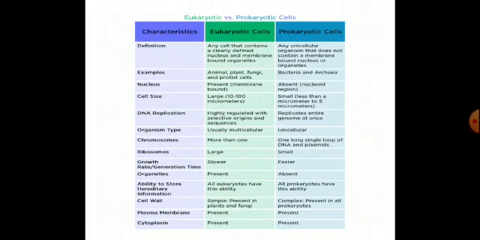Plasma membrane is present in both the eukaryotes and the prokaryotes, and cytoplasm is also present in both the eukaryotes and the prokaryotes.